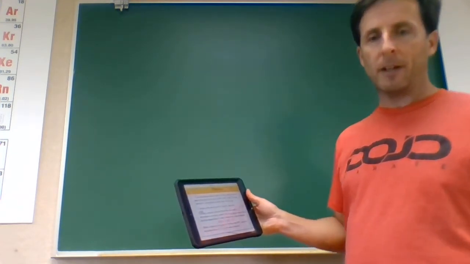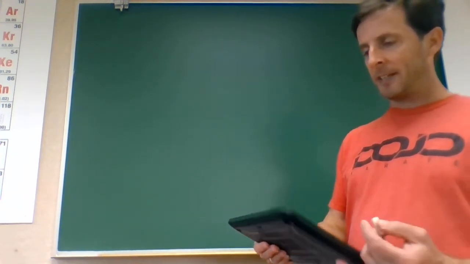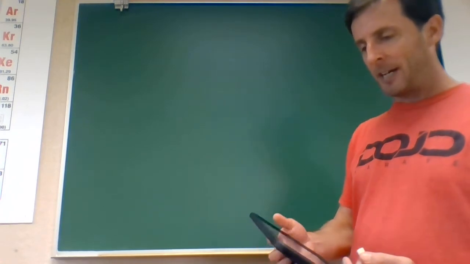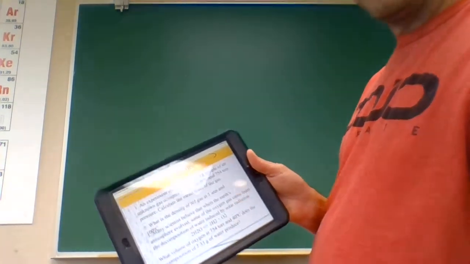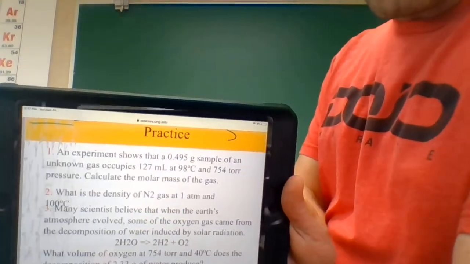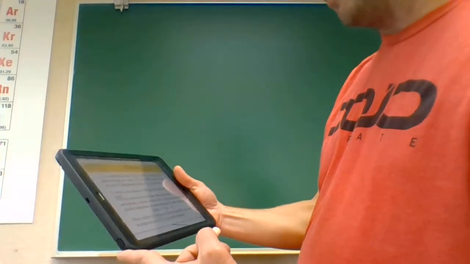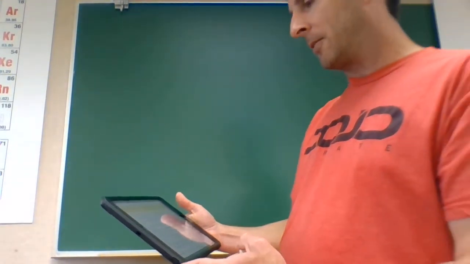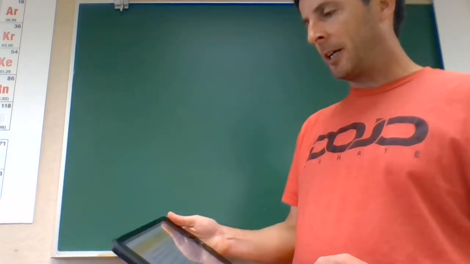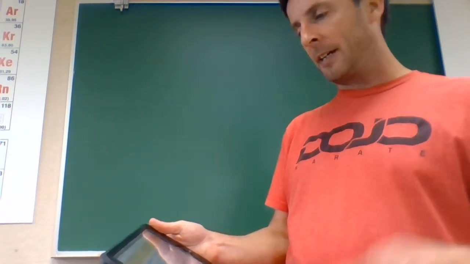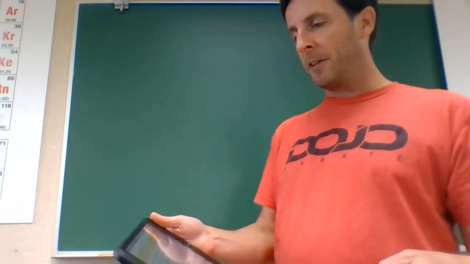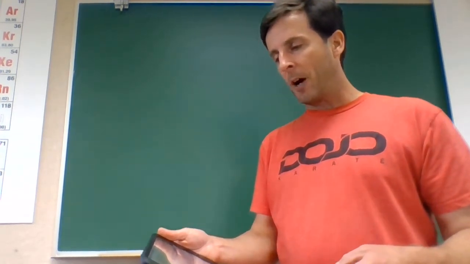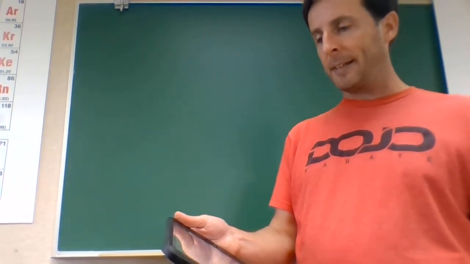In the PowerPoint, there's a slide that says practice at the top, and the problem given is shown right here. An experiment shows that 0.495 grams of a sample of an unknown gas occupies 127 milliliters at 98 degrees Celsius and 754 torr of pressure. Calculate the molar mass of the gas.